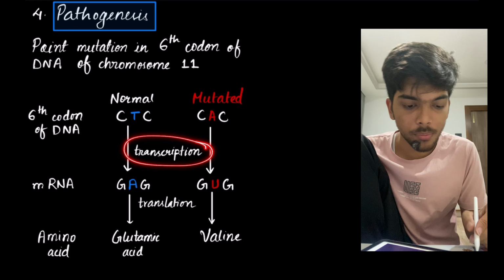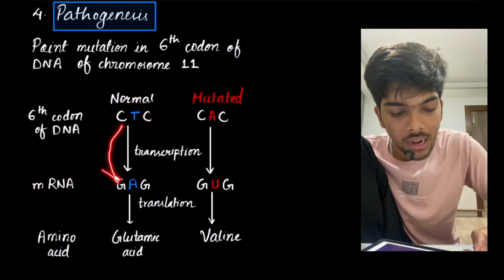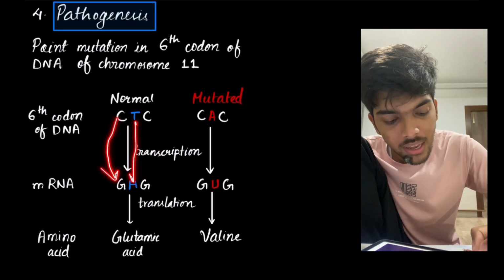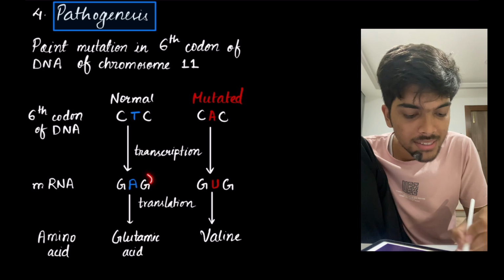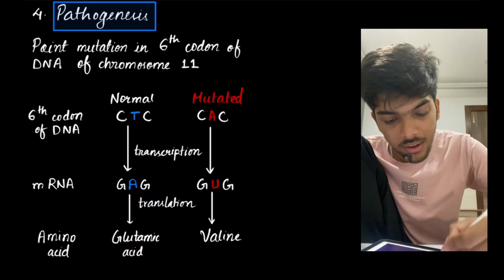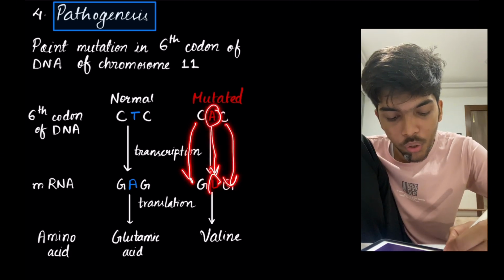So by transcription, in mRNA, CTC gives complementary nitrogen base pairs, right? So C gives G, T gives A, C gives G. You get GAG, which is normal. The mutated codon, on the other hand: C gives G, C gives G, but then A gives U.